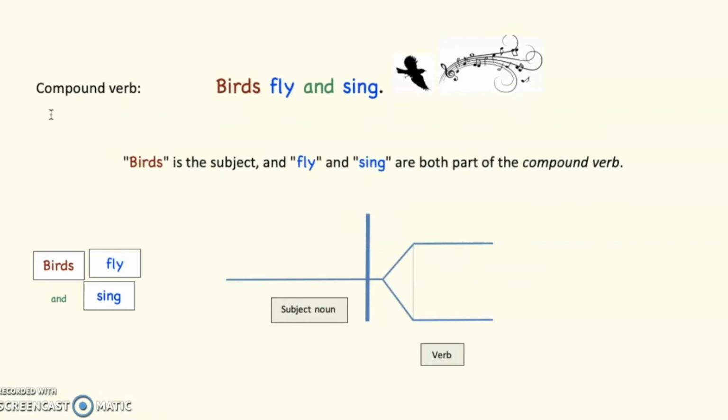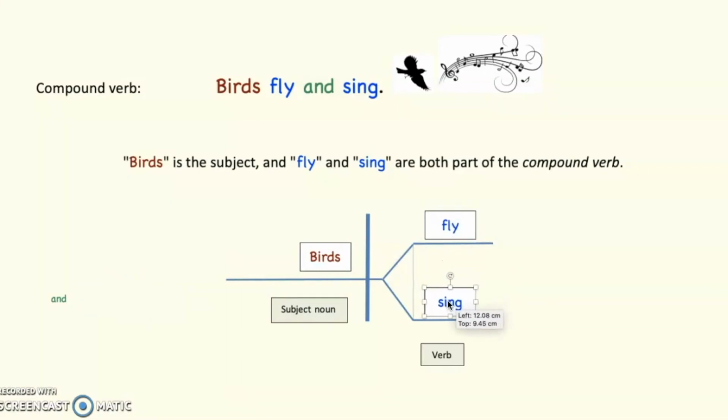An example of a sentence with a compound verb. We have birds fly and sing. So birds is the subject, and fly and sing are both part of the compound verb. So we'll put them both on this side of the diagram because the birds are doing both. They're doing both the flying and the singing. So they need to be together on this side.